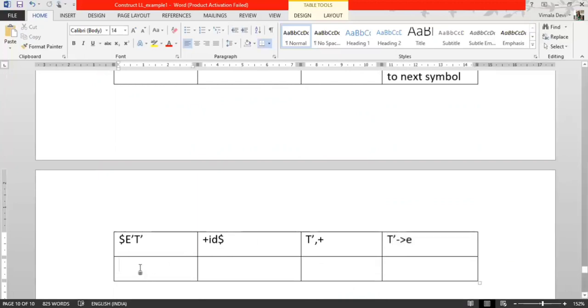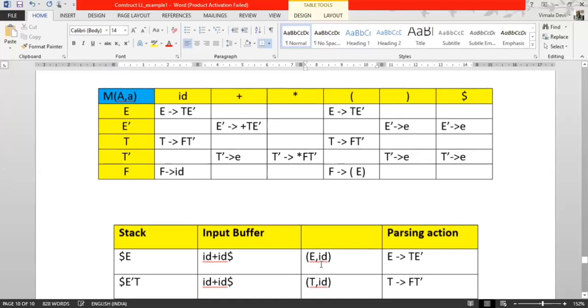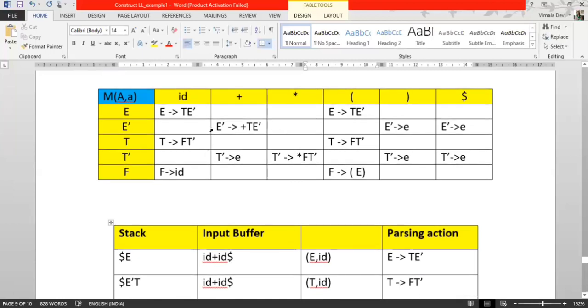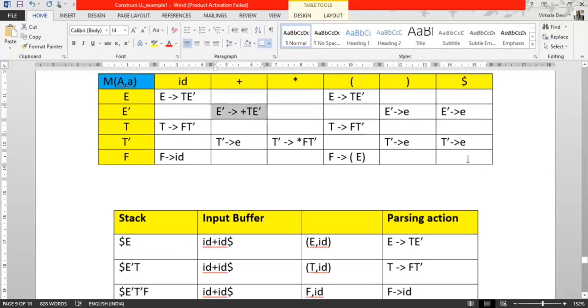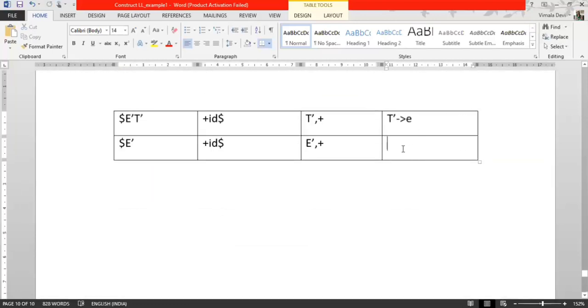So what we have to do, in fact, in place of T dash, we have to replace it by epsilon. When T dash is replaced by epsilon, T dash is vanished. So still the parser is set to read plus ID and dollar. Now check the top of the stack and the input symbol. Top of the stack contains E dash and it is still pointing to plus. So go and check what is the rule for this cell. E dash comma plus contains the rule E dash derives plus T E dash. I just copy the rule and paste it here.